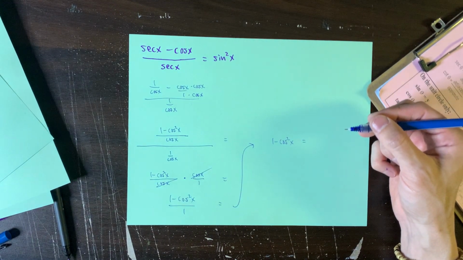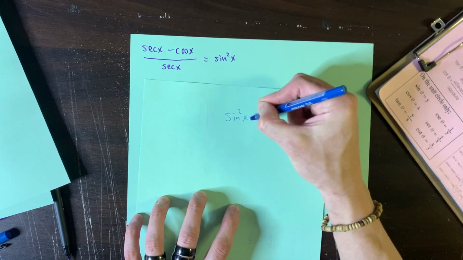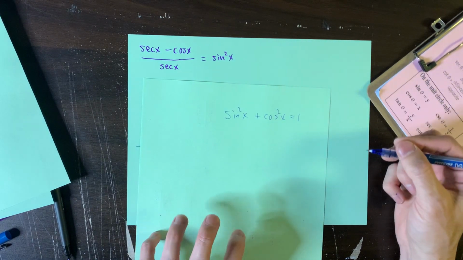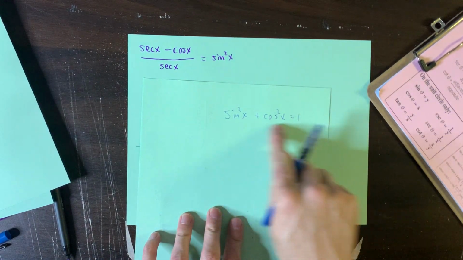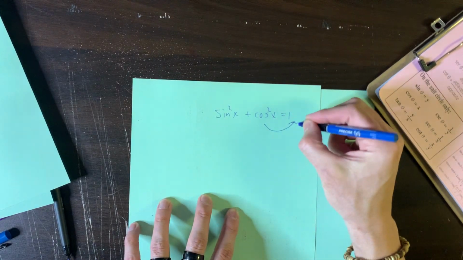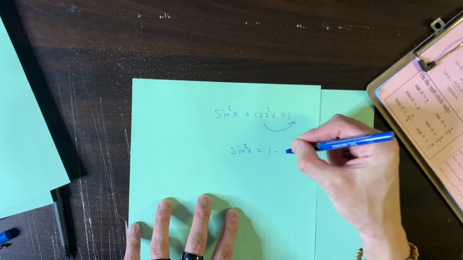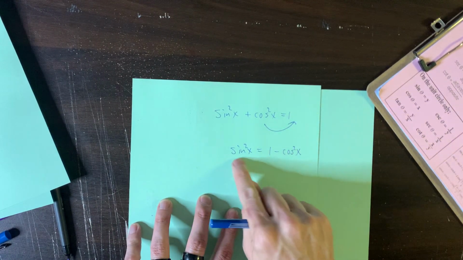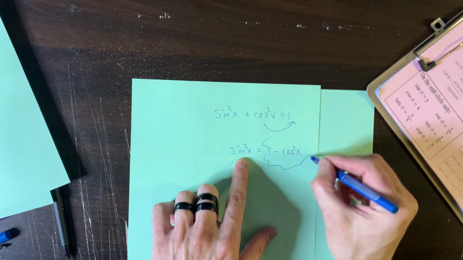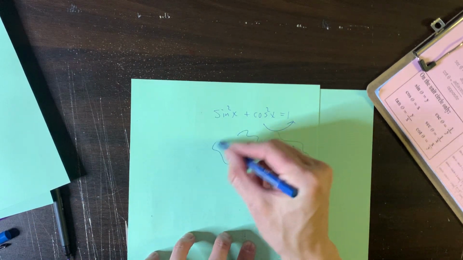Now, before I let you go, I want to take a quick time out. Remember that sine squared plus cosine squared x equals 1, and this is a true statement. What I want to do here is manipulate this identity. Let me subtract this term to this side. That would say sine squared equals 1 minus cosine squared. These two quantities are equal, so wherever you see this, you could replace it by this, and vice versa.